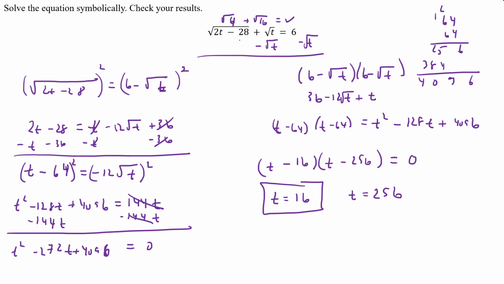Now we plug in 256. 2 times 256 minus 28. That gives us 484. So now we're going to have the square root of 484 plus the square root of 256. And I'm pretty sure the square root of 256 is bigger than 6. Yeah, that's 16. So this one does not work. Okay. So the only one that works in this case is t equals 16.